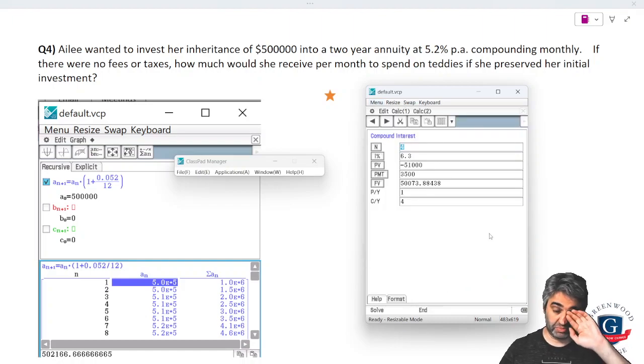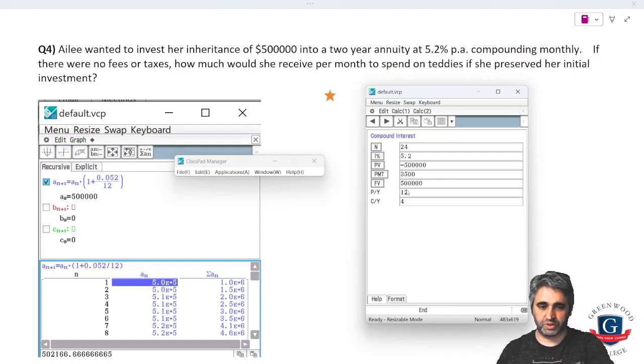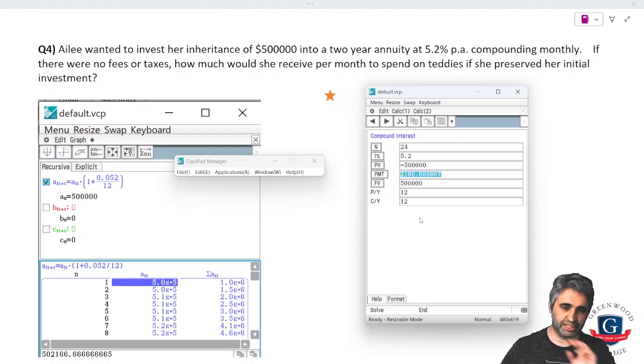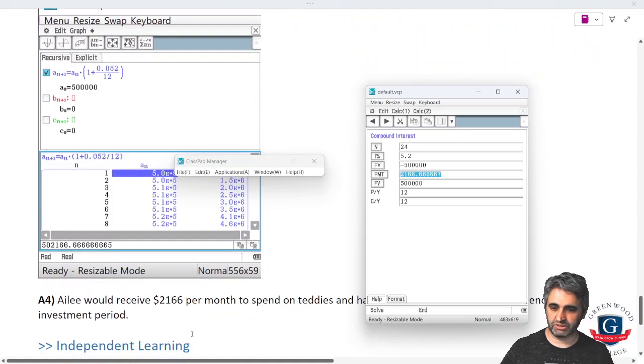Let's try again. Okay, so we know that it's going to be going for 2 years, which is 24 periods. We know the interest rate is 5.2%. We know the initial value is $500,000. We know that we want the same amount at the end. 12 payments per year, 12 compounds per year. She can take out 2166.667, which funnily enough was the answer that we had here. So maybe that's what I did.